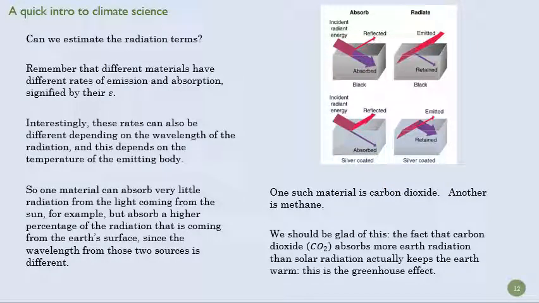We should be happy about this, right? Because if this didn't happen, then the Earth would be much, much colder. Okay. The fact that carbon dioxide absorbs that Earth radiation means that we have what's called the greenhouse effect, right? That it basically acts a little bit like a blanket around the Earth. It keeps some of that warmth inside.